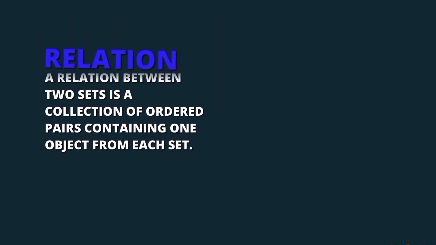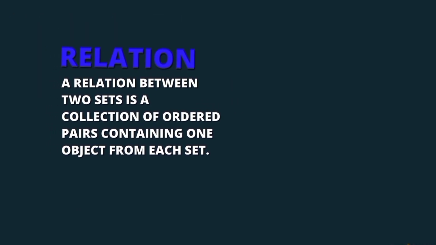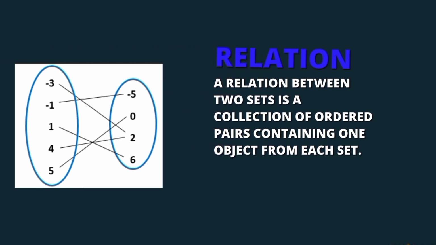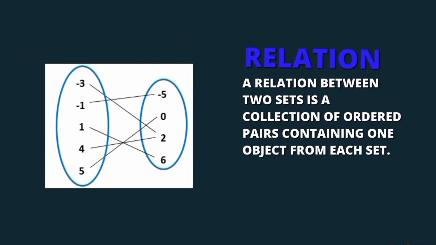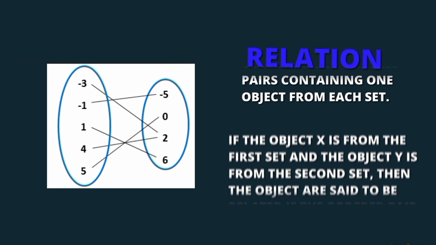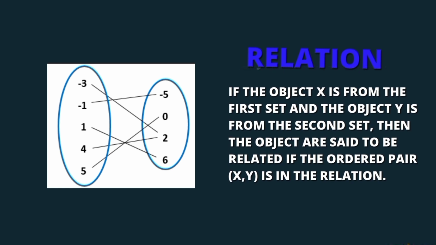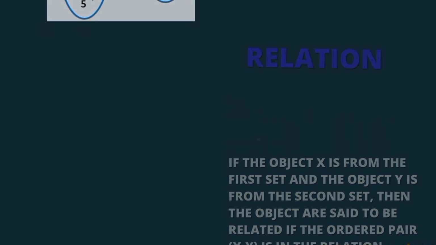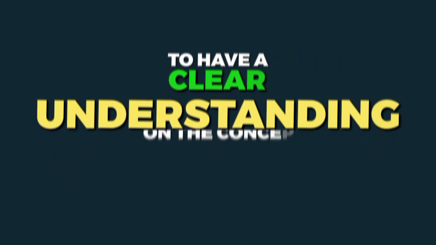Relation. A relation between two sets is a collection of ordered pairs containing one object from each set. If the object X is from the first set and the object Y is from the second set, then the objects are said to be related if the ordered pair (X, Y) is in the relation. To have a clear understanding of the concept of relation, let's have example number 1.